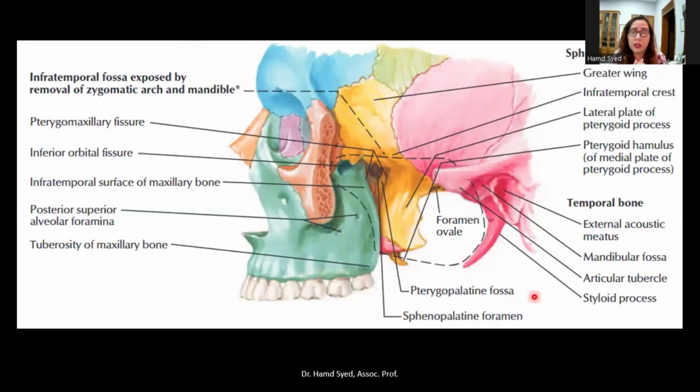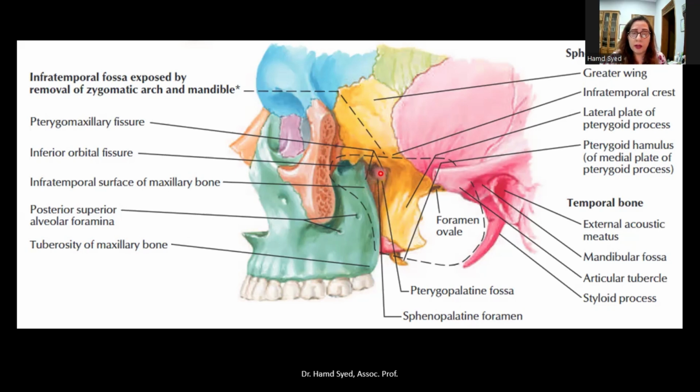Now, to develop a conceptual understanding of the location and the boundaries of the pterygopalatine fossa, I've got here a very simple diagram which is showing us the lateral view of the skull. As you can see, the zygomatic arch and the mandible have been removed. And this larger area which is outlined is actually the infratemporal fossa. If we look a little deeper, we can see this space. It's a small pyramidal or triangular space. This here is the pterygopalatine fossa.